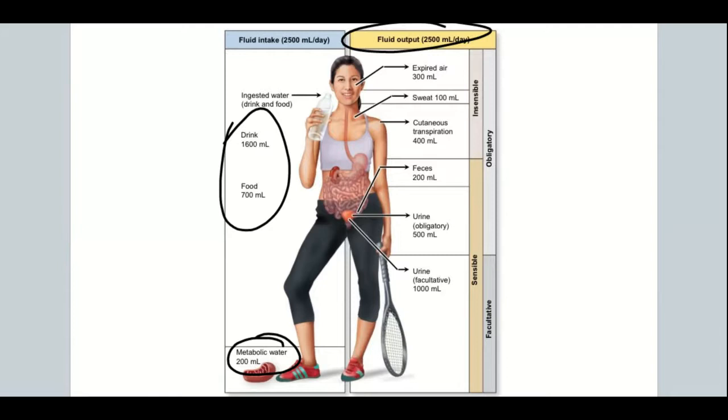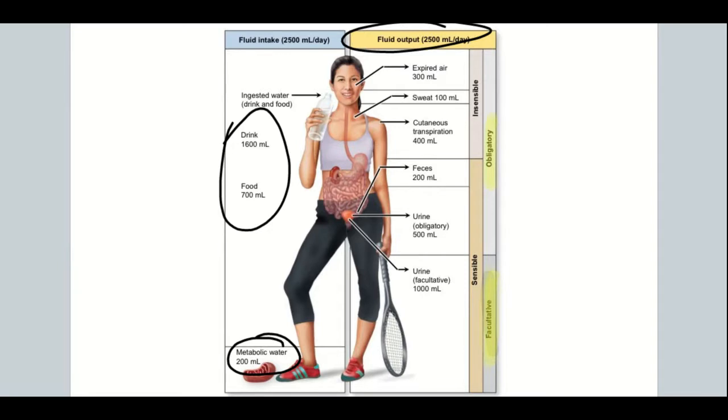Okay, facultative fluid output. There's only one thing that belongs into the facultative fluid output, and that is the facultative formation of urine. So facultative means it's able to adapt to needs, right? So facultative fluid output depends on how hydrated you are. Okay, that's facultative. Now, obligatory.